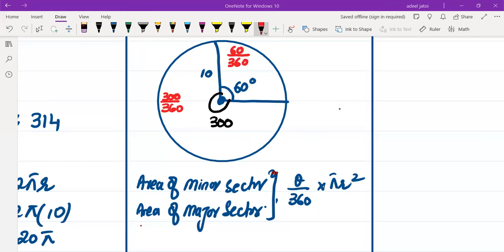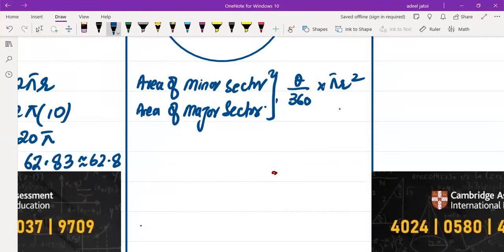So in this question, if I work it out, what do I need to find? The area of the minor sector.